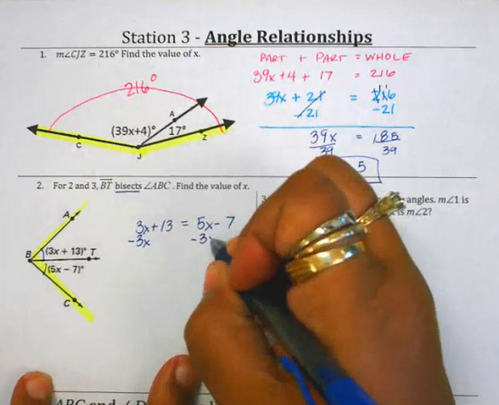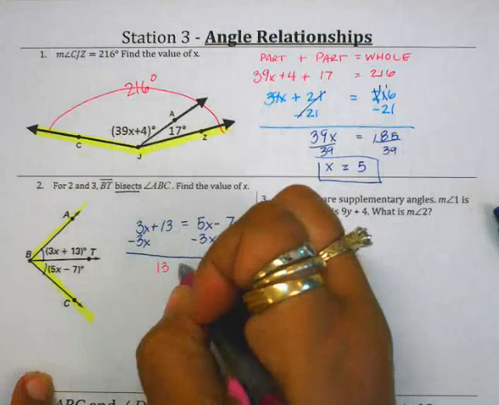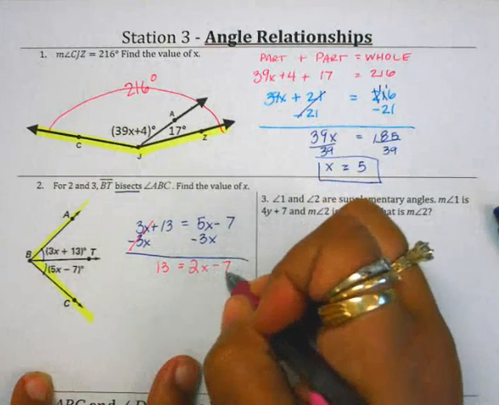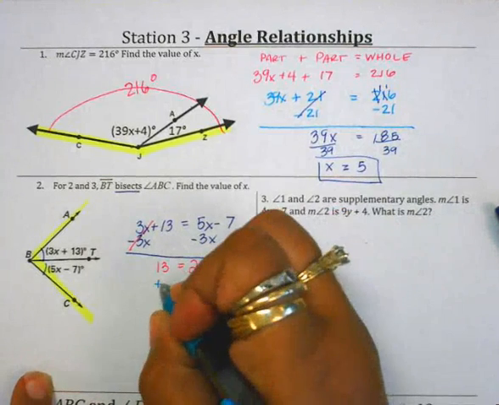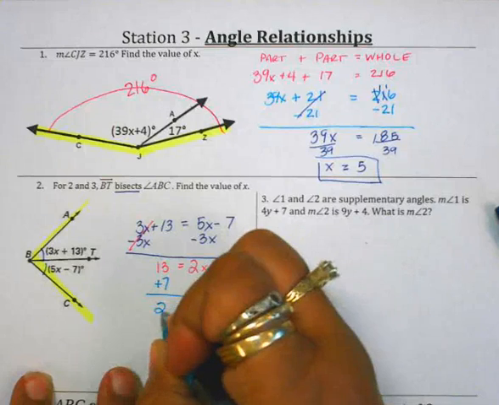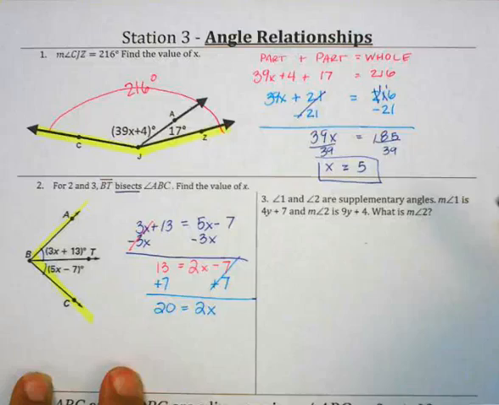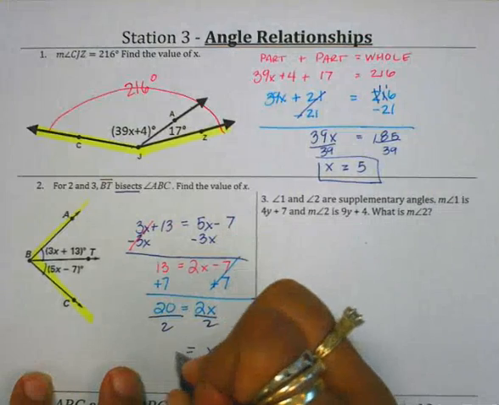Minus 3x on each side, and I get 13 equals 2x minus 7. Gonna add 7. So 20 equals 2x because this cancels. Divide by 2. So x equals 10.